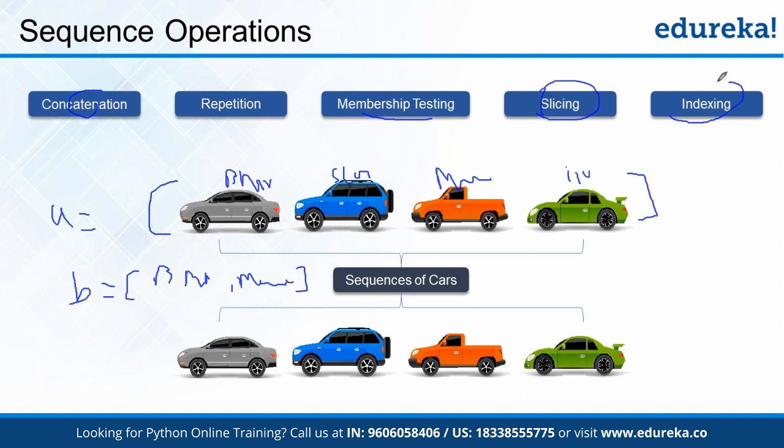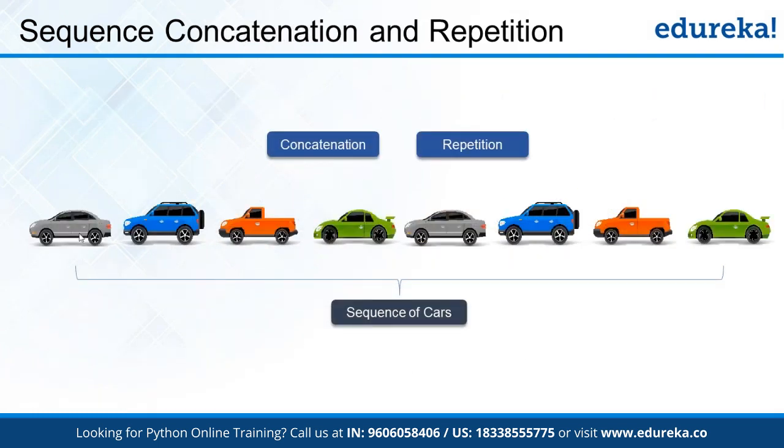Then we have indexing. Indexing is basically about positions. The first element is always at position 0, so we start the positions with 0, the next one is at position 1, the next at position 2, the next at position 3. So if I am interested only in a particular item, I can say that within this sequence I am interested in the item at position 2, and doing this is what we call indexing.